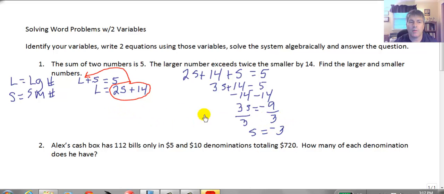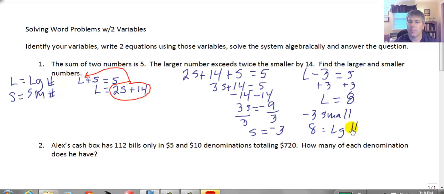So we know our smaller number is negative 3. We want to solve for the larger number, so we can put that into either equation. Might as well put it into the first one because the numbers are smaller. So we get L minus 3 equals 5. We add 3 to both sides, and L equals 8. So our small number is negative 3, and our large number is 8. So we could answer the question, I guess, and we'd say negative 3 is the small, and 8 is the large number.